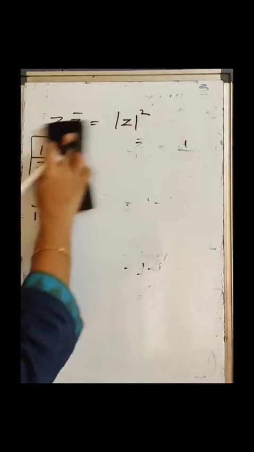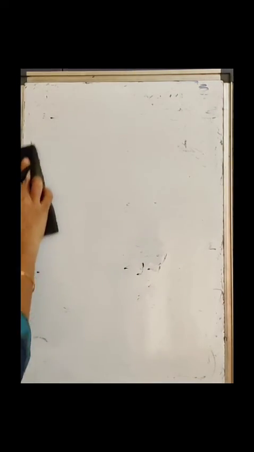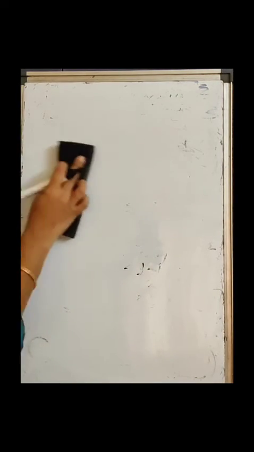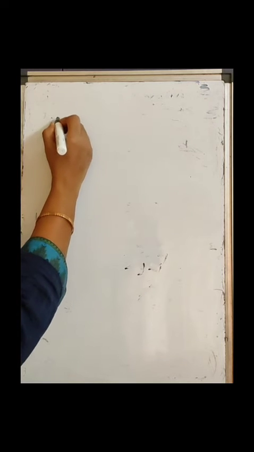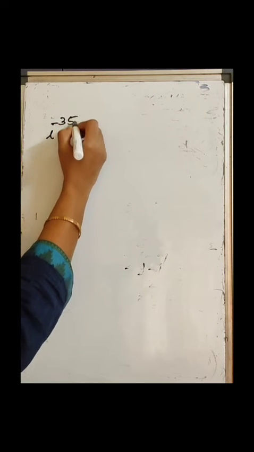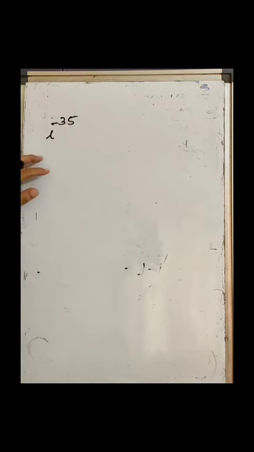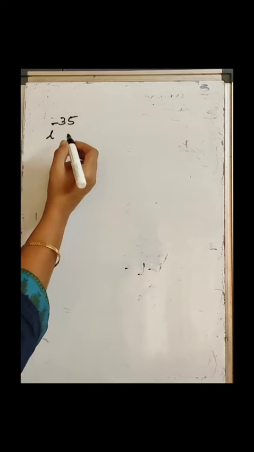One question, express in the form a plus ib. Express in the form a plus ib. i raised to minus 35. You have to express i raised to minus 35 in the form a plus ib.